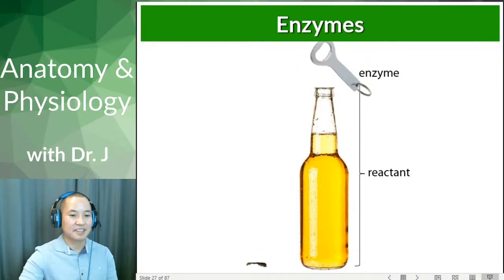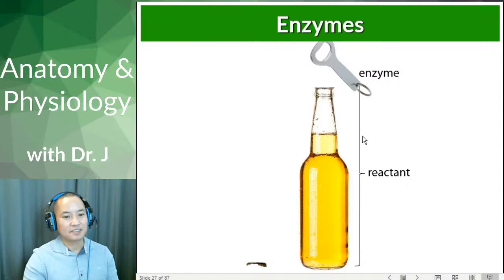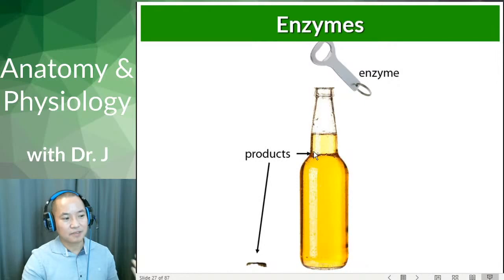So by using something like an enzyme, if your body uses an enzyme, it can actually make reactions easier to occur by lowering the energy. So it still requires energy, but not as much as without the enzyme. So this is why you have easier. Just like how the bottle opener makes this whole reaction easier, same with enzymes. They make reactions easier to occur. So it speeds up the overall rate of the reactions.